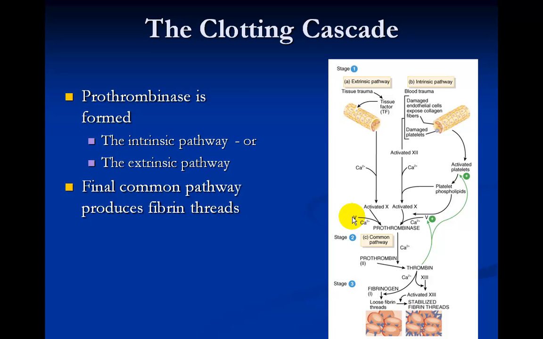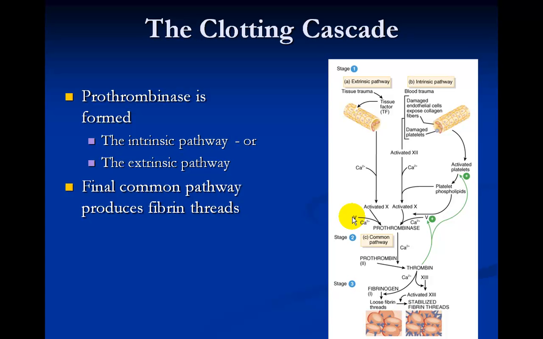Well, that tissue factor, in the presence of calcium 2 ions, is going to activate a clotting factor that is traveling around in the blood called factor 10, or factor X. Well, once clotting factor X is activated, then again in the presence of calcium 2 and clotting factor 5, they work to create prothrombinase. That's where we stop the extrinsic pathway. We get prothrombinase created.